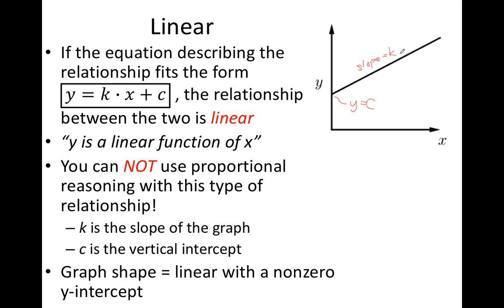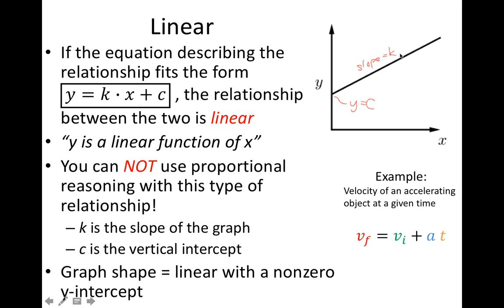An example of this relationship is the velocity of an accelerating object at a given time. This relationship, if it were to be graphed, would give you a linear graph with a y-intercept equal to the initial velocity of the object, and it would give us a slope equal to the rate of the acceleration for the object.